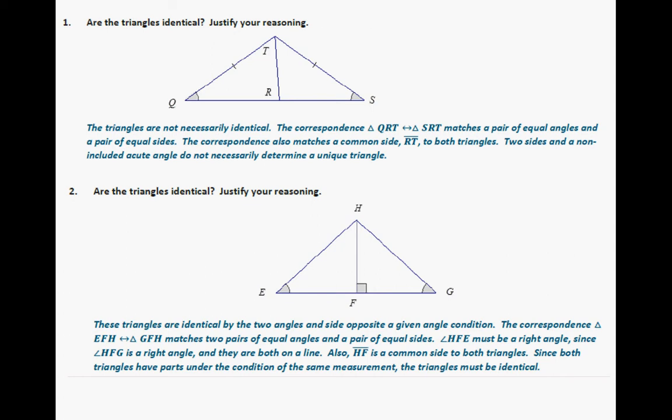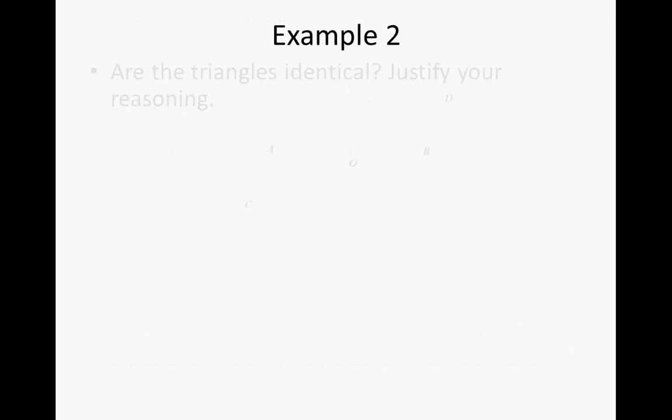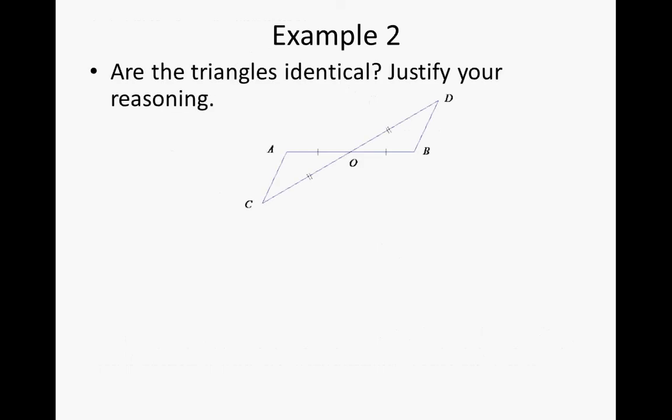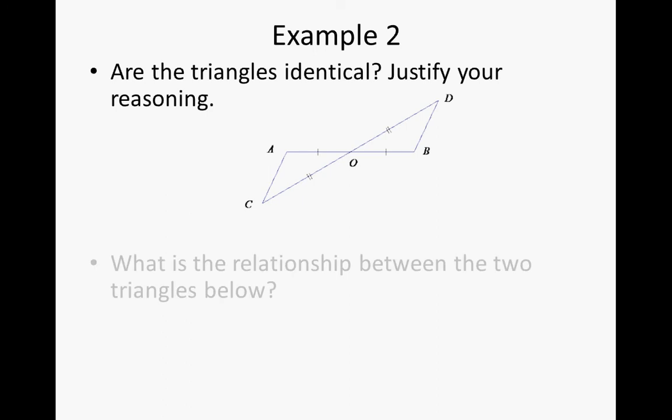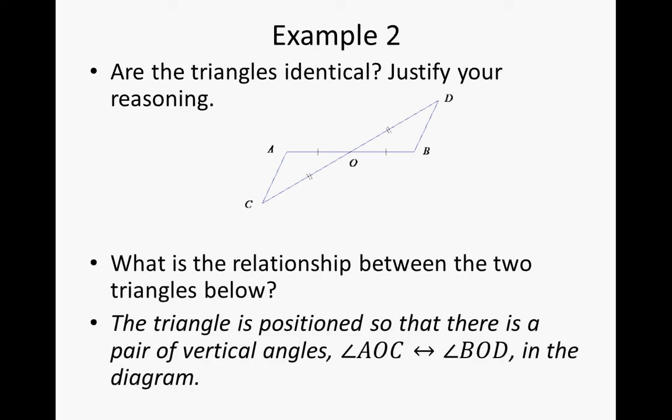Alright, let's continue. Example 2. Are the triangles identical? Justify your reasoning. Notice that they are only attached by a common vertex, O. So what is the relationship between the two triangles below? The triangles are positioned so that there is a pair of vertical angles. Angle AOC is identical to angle BOD in the diagram.